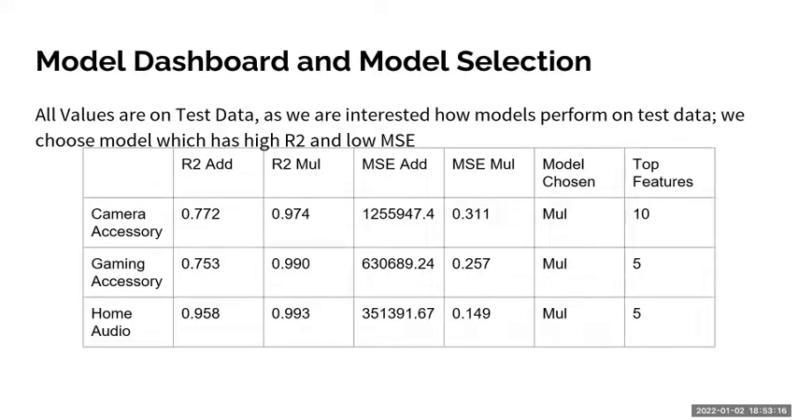A model dashboard. It's like a snapshot of all the results that we obtained from a model. So the rows are camera accessories, gaming accessories, home audio, the three product subcategories, and the columns are basically the metrics of your model.